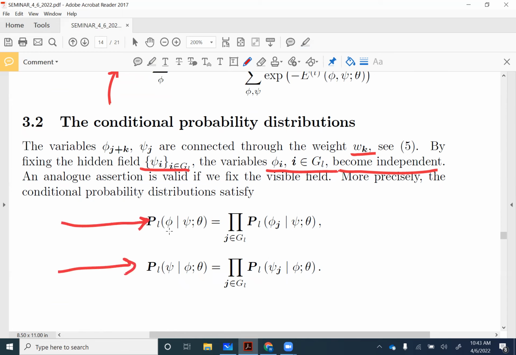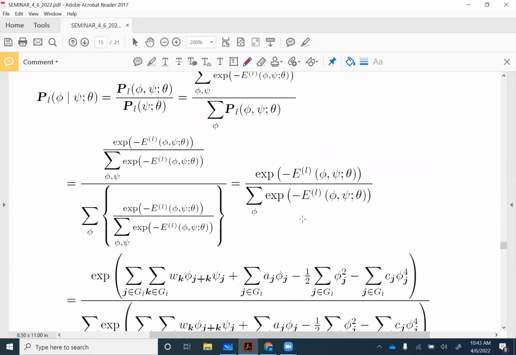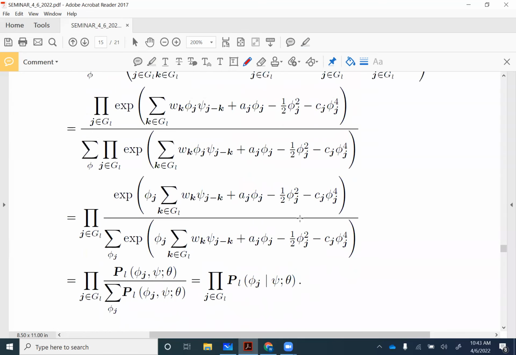This is the conditional probability of the visible field given the hidden field. And here we have that this probability distribution is a product of these conditional distributions. This is a similar assertion for the hidden field. So I did this calculation. This is a boring calculation. It's a very long, boring calculation. This is elementary. Of course, it is necessary to do the calculations carefully.